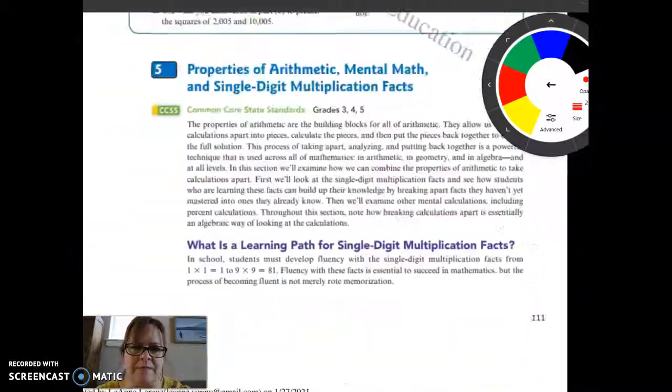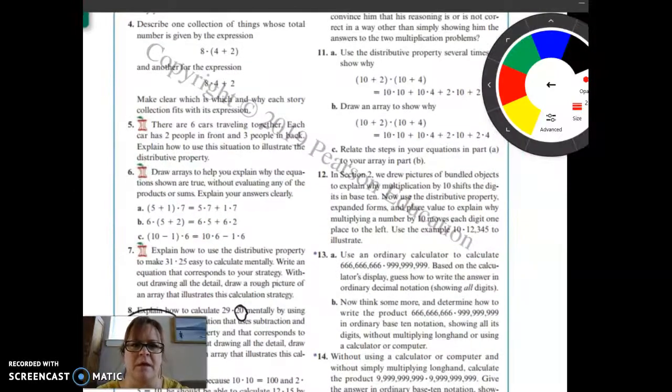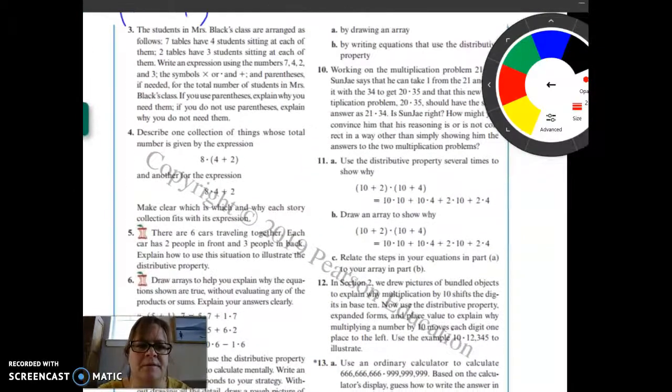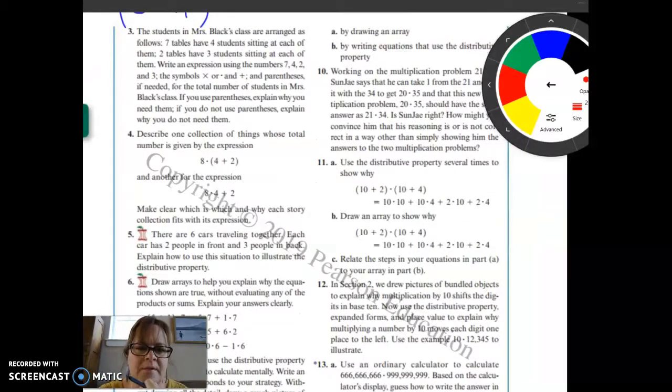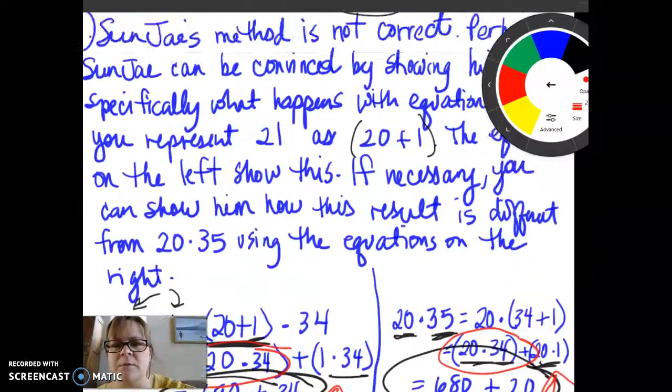All right, number 11. This is our last one, I believe. Use the distributive property several times to show us why 10 plus 2 times 10 plus 4 is the same as 10 times 10 plus 10 times 4 plus 2 times 10 plus 2 times 4. So essentially, we're going to explain our FOIL method, and we're also going to draw an array to illustrate that. So let's get to it.